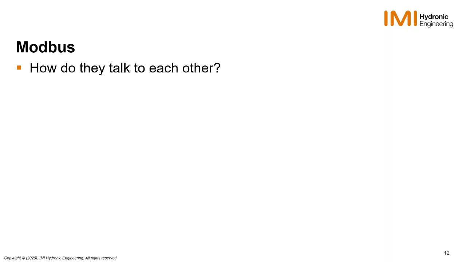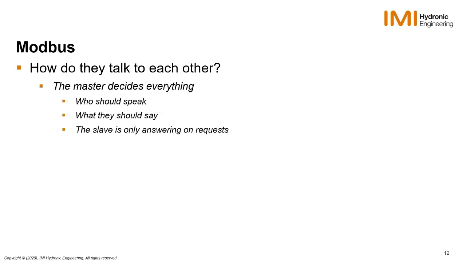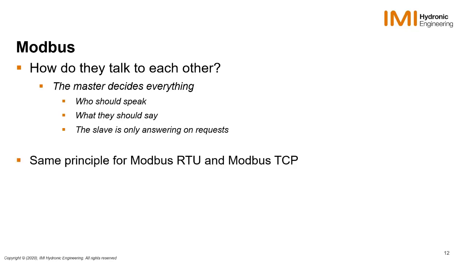So on the question, how do they talk to each other? It's through this master and slave principle. The master is deciding everything. It decides who should speak and what they should say, and the slave is only answering requests. It cannot just speak by itself and say whatever it wants. It only answers the request from the master. And it's the same principle for both Modbus RTU and Modbus TCP.